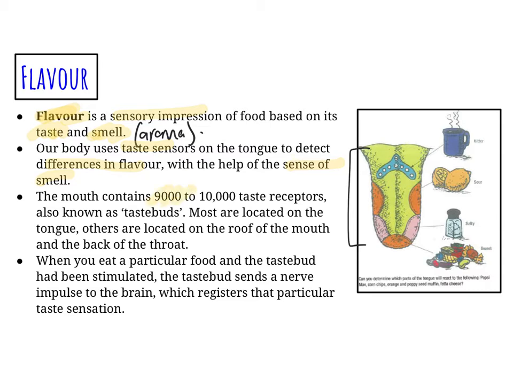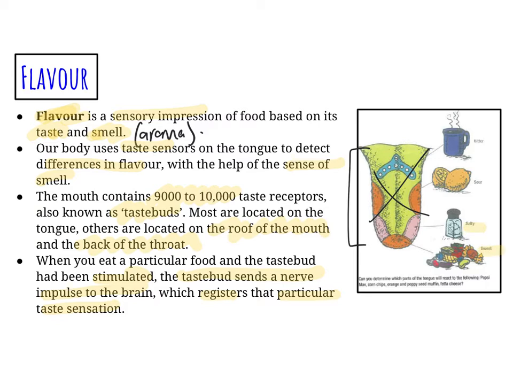Now the mouth has 9 to 10,000 taste receptors, also known as taste buds. Now they are located all over the tongue, and it's important to note that recent research has indicated that there might not actually be specific regions or zones where these taste buds are, and they are evenly dispersed across the tongue. But they are also located at the back of the throat and on the roof of the mouth. Now, when you eat a particular food and the taste bud has been stimulated, the taste bud sends a nerve impulse to the brain, which registers that particular taste sensation.